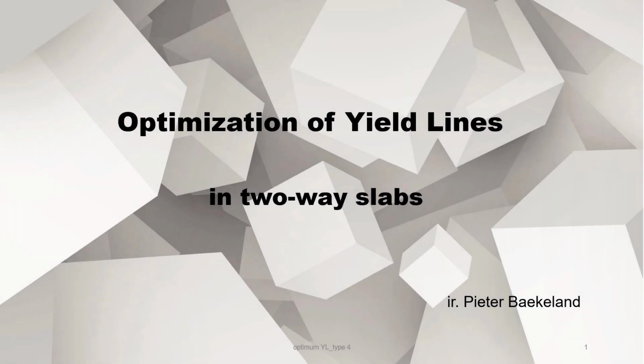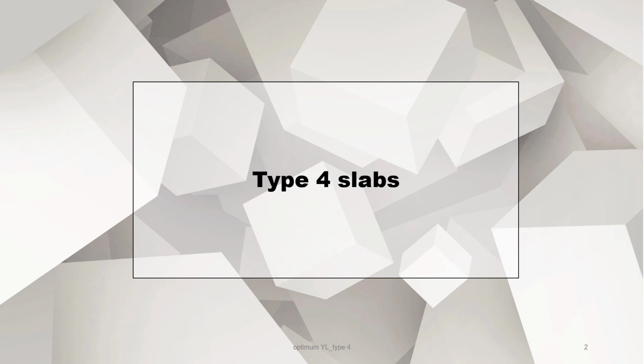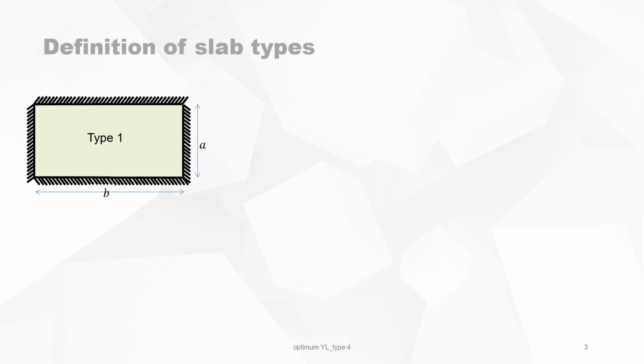Optimization of yield lines in two-way slabs. This video deals with type 4 slabs. First, we will give the definition of the different types of slabs.